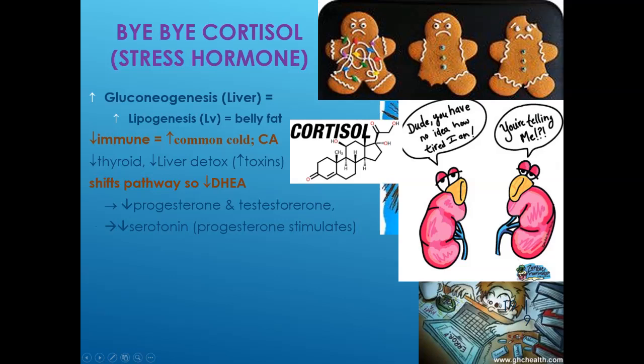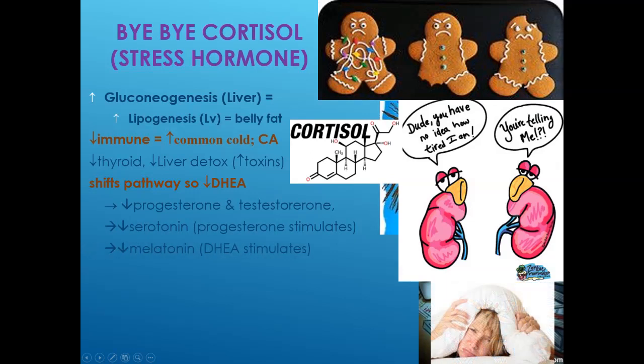So progesterone is one of the things that helps to stimulate serotonin. Serotonin is the happy hormone, or sorry, the happy neurotransmitter. And so depression is very highly linked to serotonin. So why don't we learn to control stress? And then our serotonin can come to higher numbers. And cortisol also suppresses melatonin, which we'll be talking about in the next slideshow. So we don't want cortisol, we want DHEA. So high DHEA, low cortisol, how can you shift it?